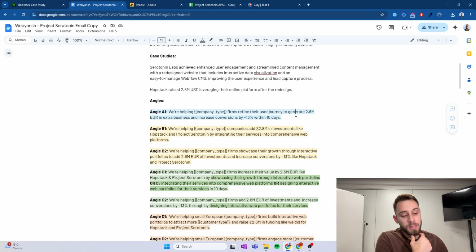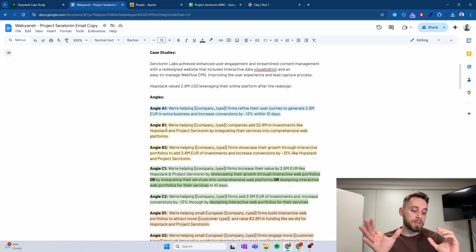By 13%, that's taken also from the Hopstack, not the Hopstack one, the Project Serotonin one, the case study. And within 10 days, why? Because our client can fulfill these projects in 10 days. The main positioning is like this: we're helping this specific type of company do this specific thing to generate this result in X or Y time frame. So let's see the other angles.